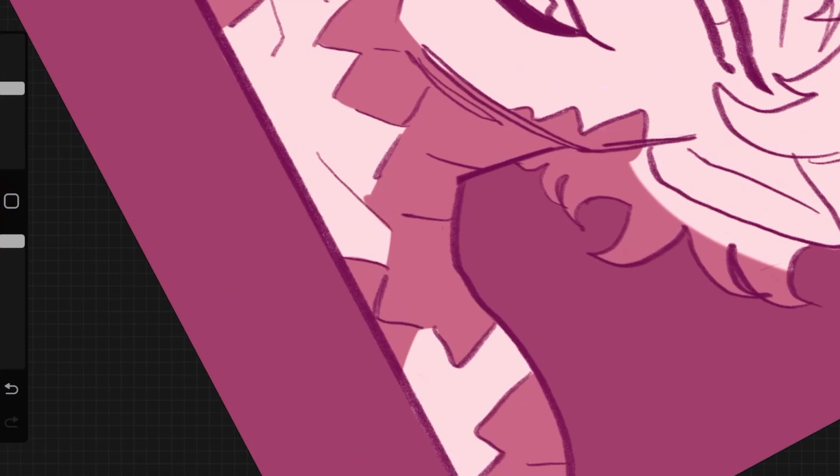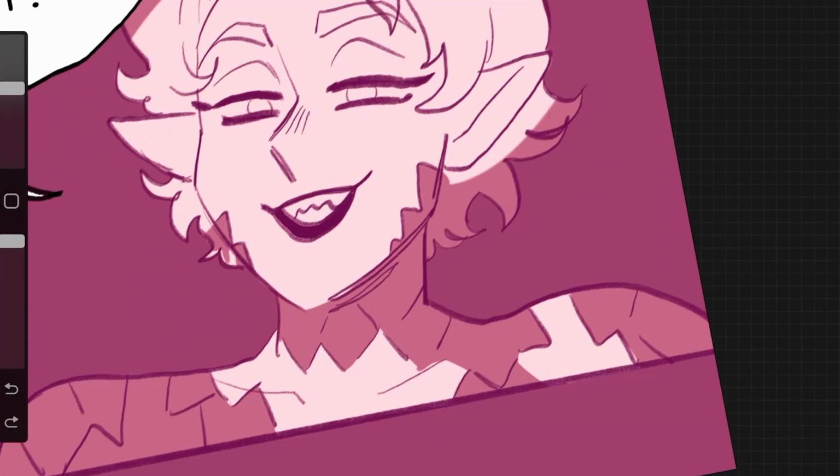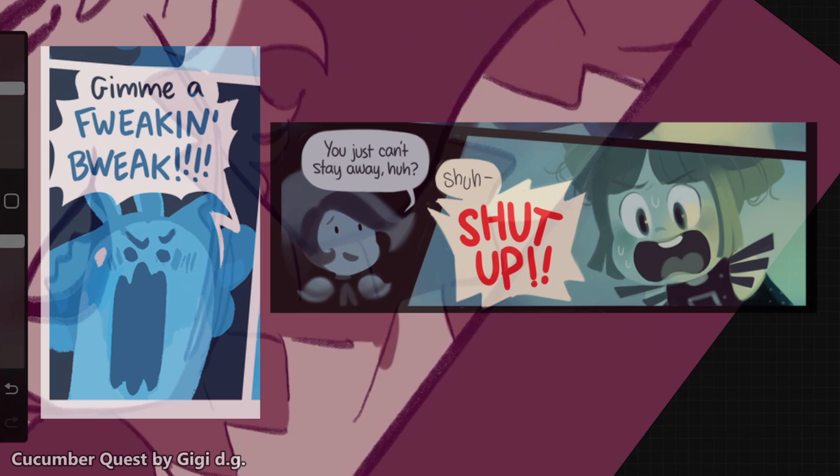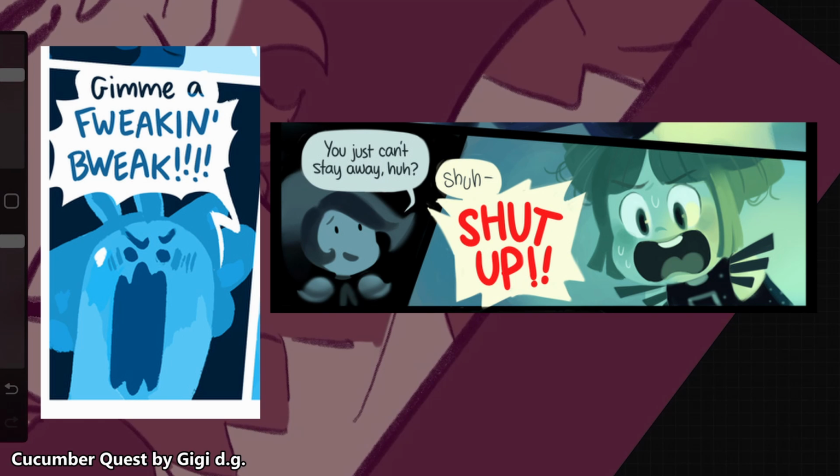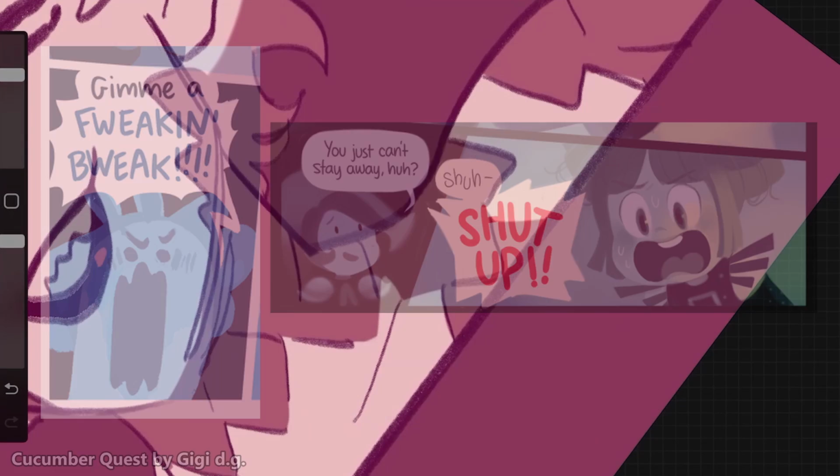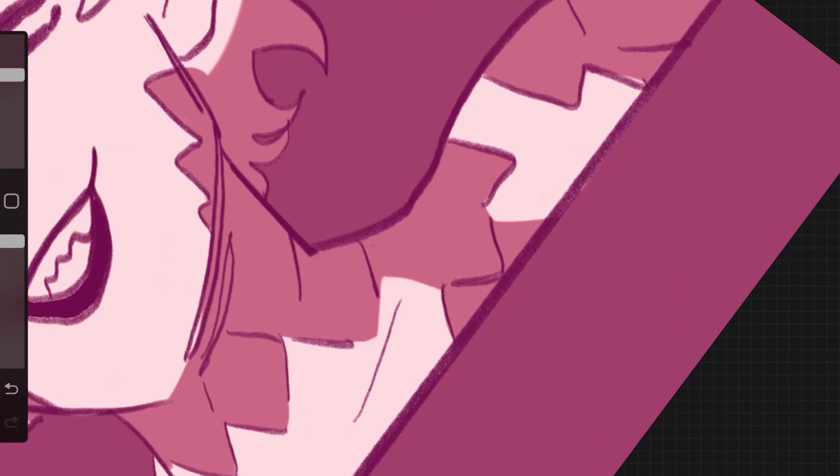Now again, if that's something you really want to do, you're like, this works for the style of my comic, I love hand lettering, go for it. That is awesome. I love a good hand lettered comic. In fact, one of my favorites, Cucumber Quest, is all hand lettered. It can be really, really awesome and beautiful, but again, it can be really difficult.